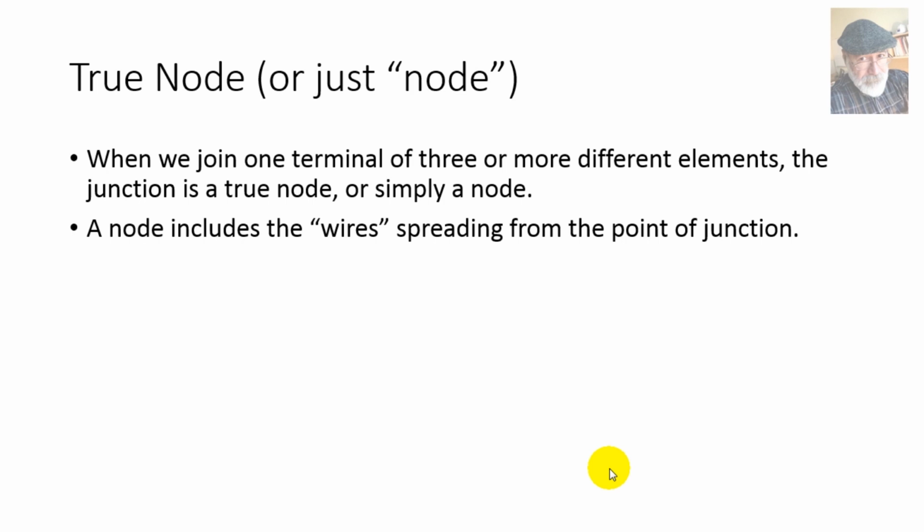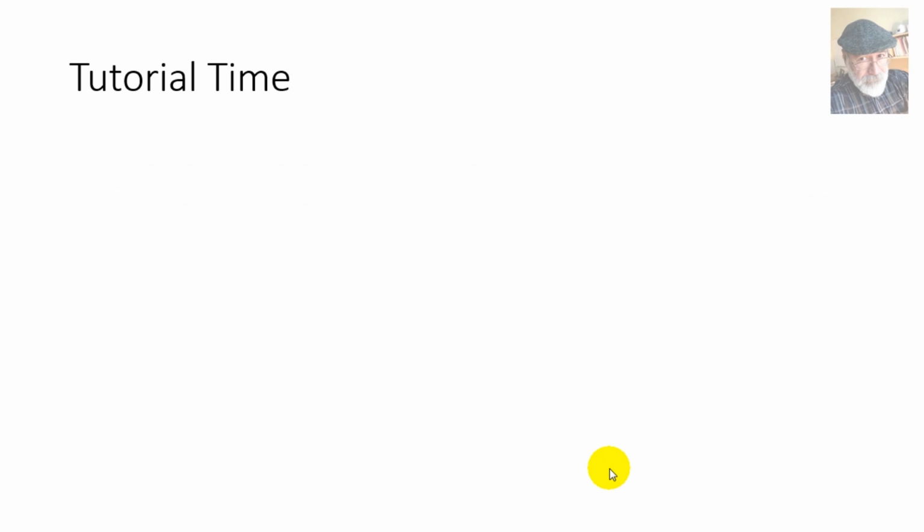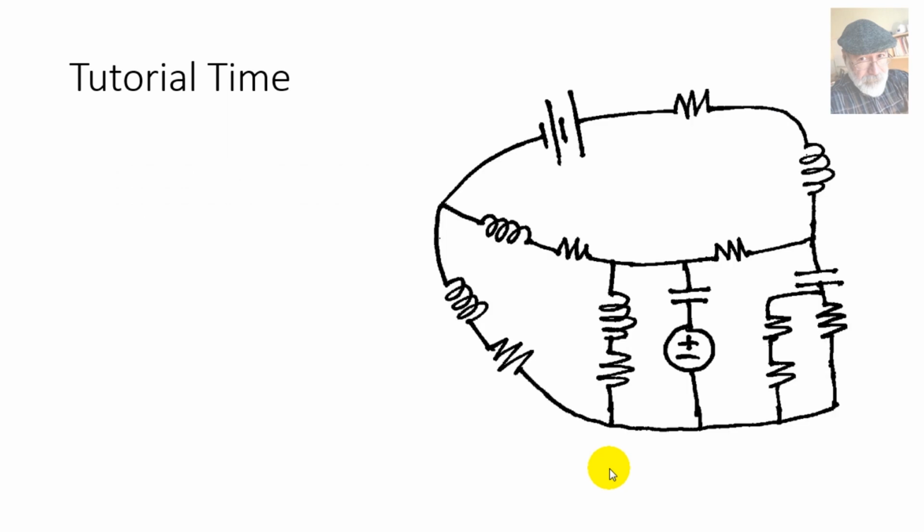A comment: a node includes the wires spreading from the point of junction. Check this out. Is this a node? No, the node includes the wires. All of that is the node. To emphasize that, let's have not 3 but 5 elements connected together, like here. We still have only one node of connection, spreading through the wires that spread from the point of connection. One node.